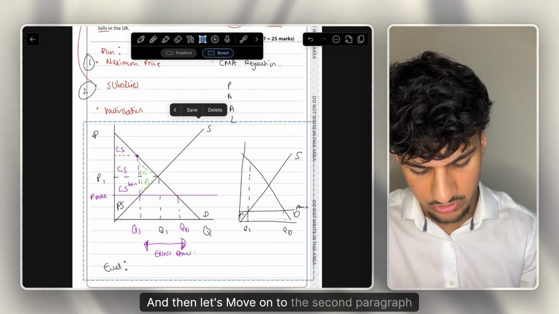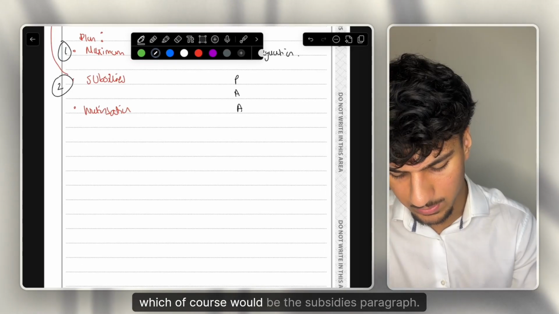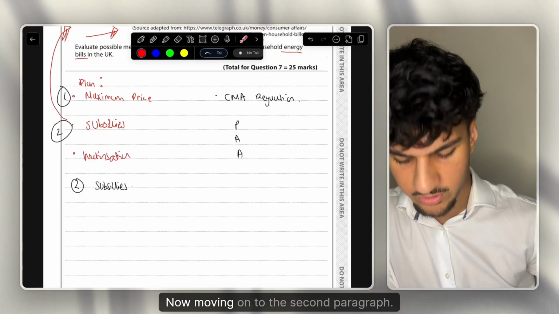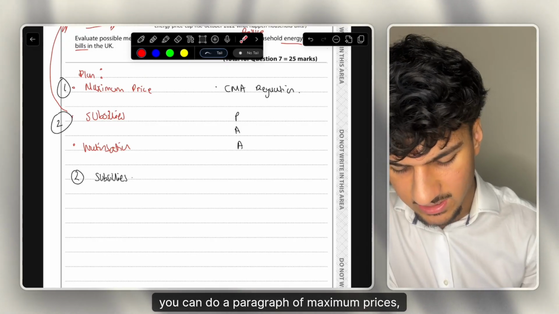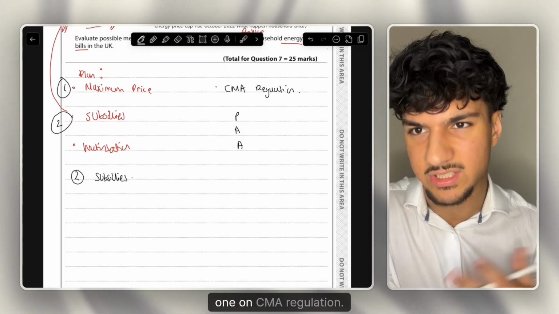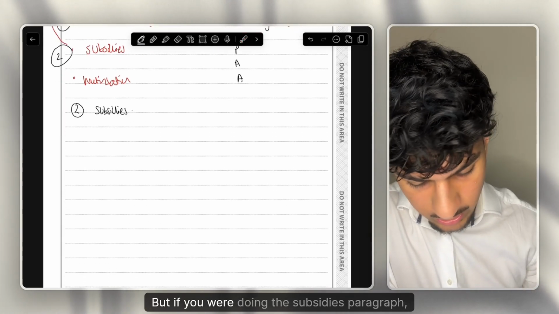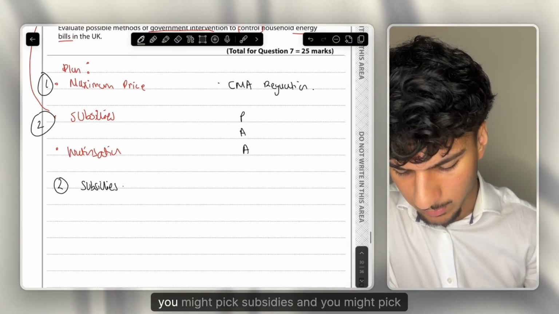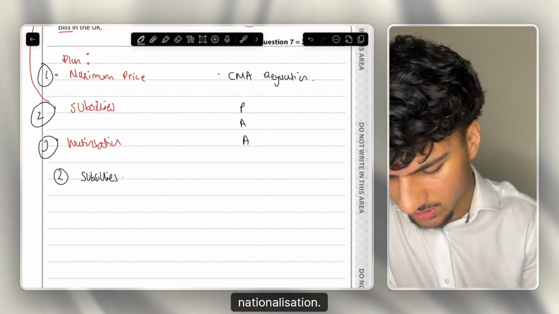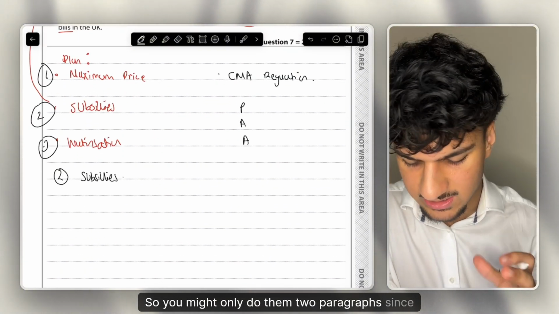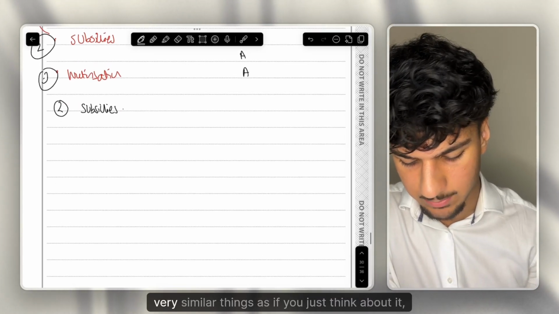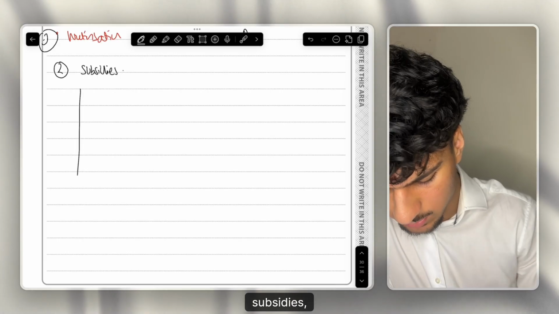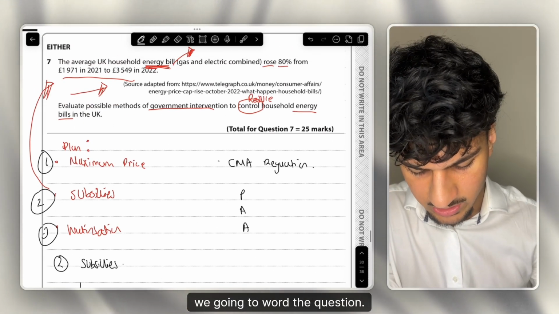And then let's move on to the second paragraph, which of course would be the subsidies paragraph. Now, moving on to the second paragraph, it depends, like I said, you can do a paragraph on maximum prices, one on nationalisation, one on CMA regulation. But if you were doing the subsidies paragraph, like I said, you might pick subsidies and you might pick nationalisation. So you might only do those two paragraphs, since with maximum price and subsidies, a lot of the time you're going to be speaking about very similar things. If you just think about it, subsidies, how are we going to word the question?